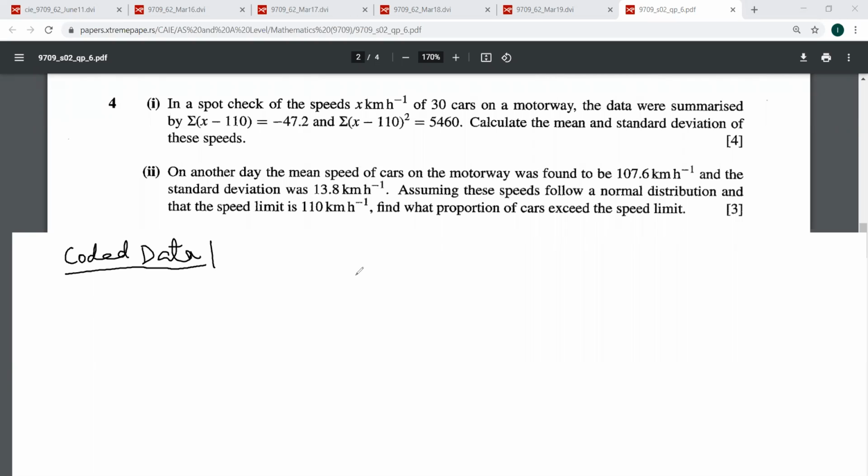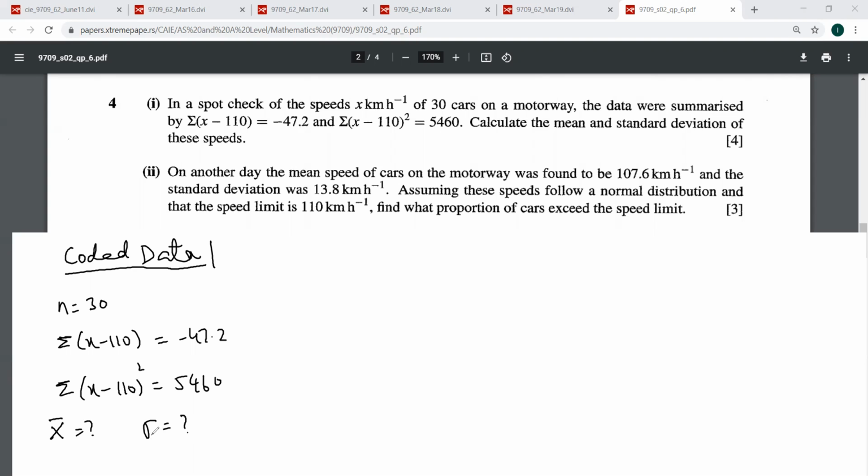It says, in a spot check of the speeds, x kilometers per hour of 30 cars, okay, so we have n equal to 30. The data was summarized by sigma x minus 110. So we're given sigma x minus 110, that is equal to minus 47.2. And then you're given sigma x minus 110 whole square, that is 5,460, and it is asking for the mean and the standard deviation of these speeds. Okay, let me write a small x with this.